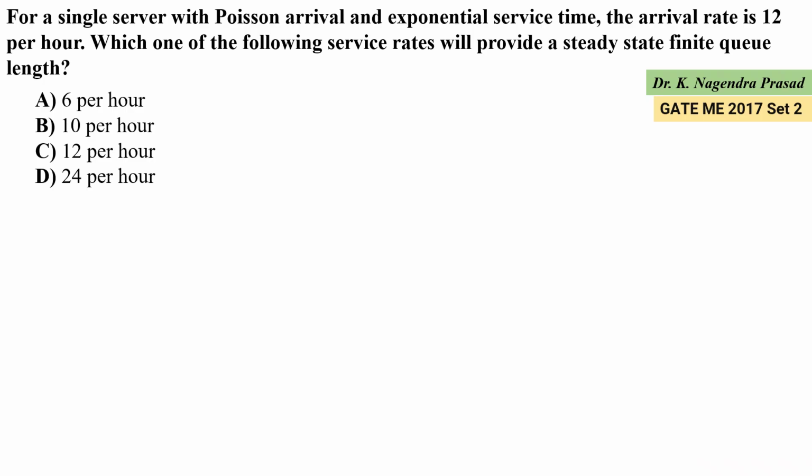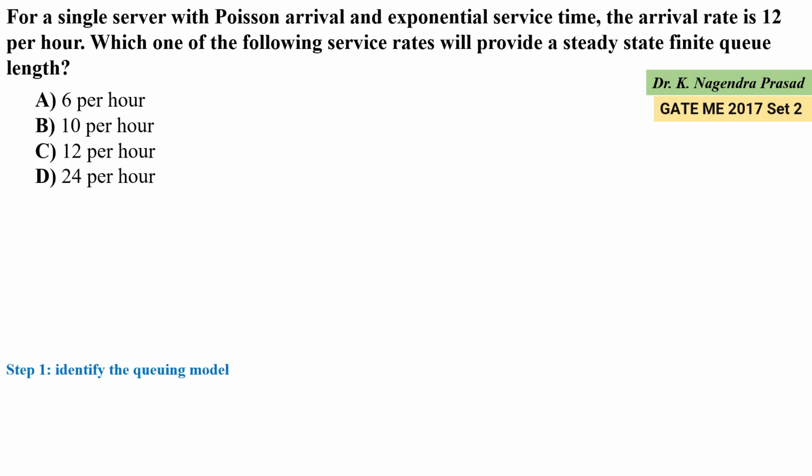For a single server with Poisson arrival and exponential service time, the arrival rate is 12 per hour. Which one of the following service rates will provide a steady state finite queue length?